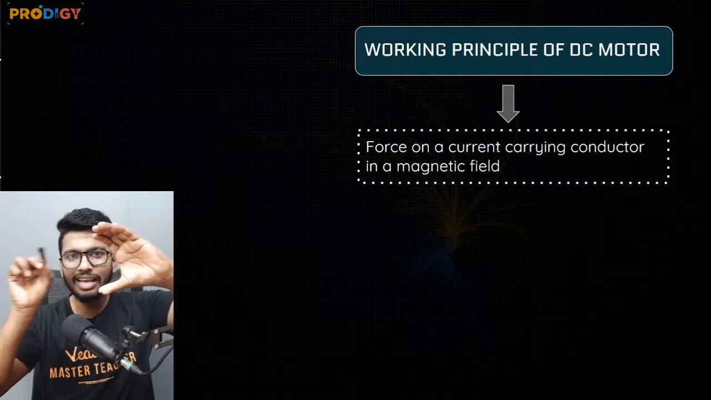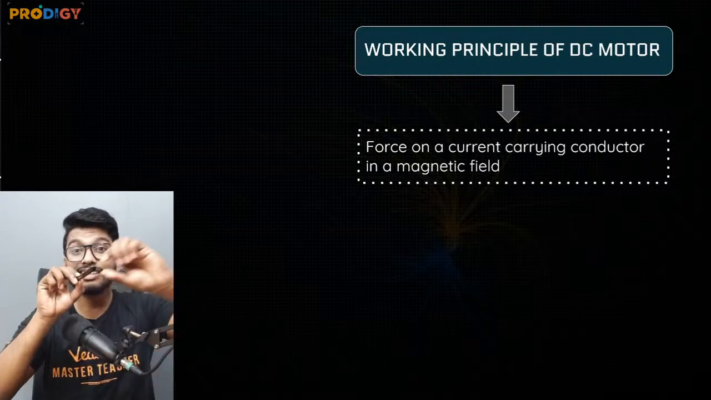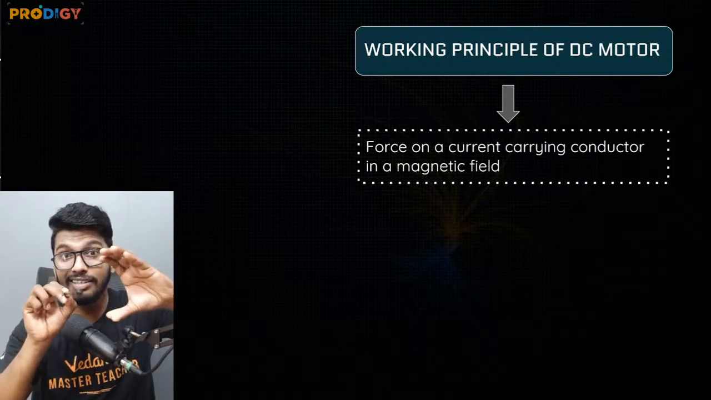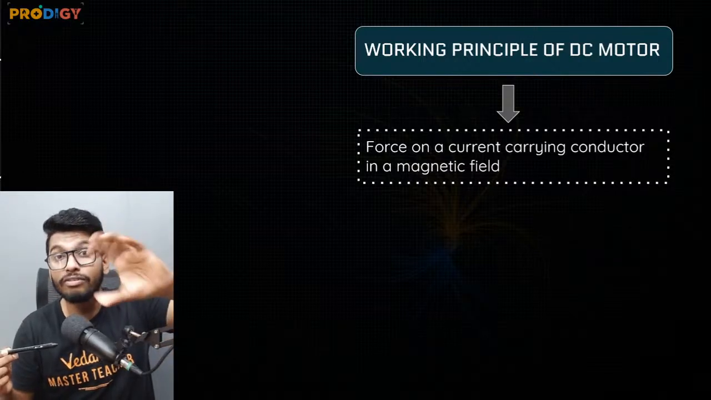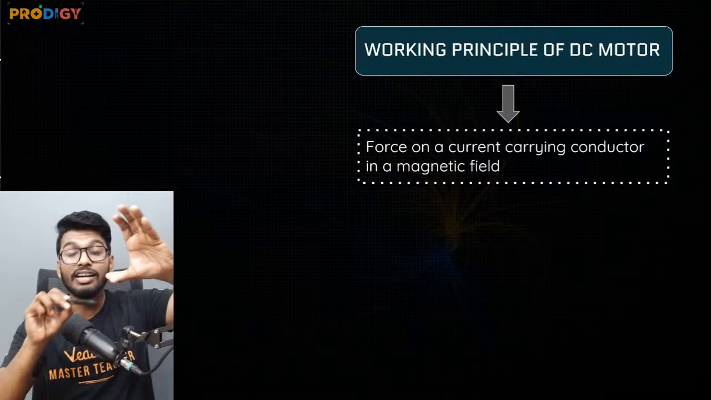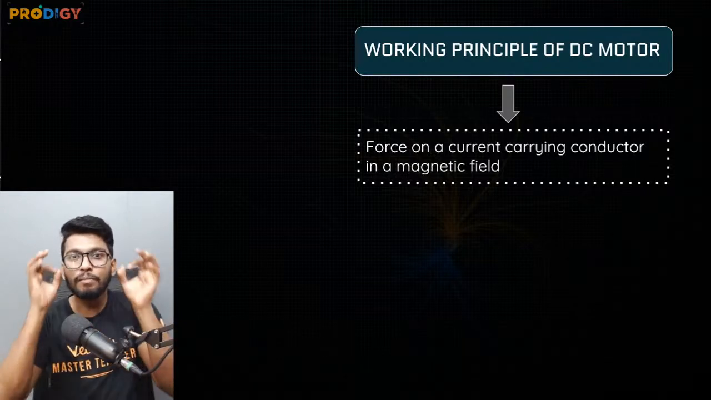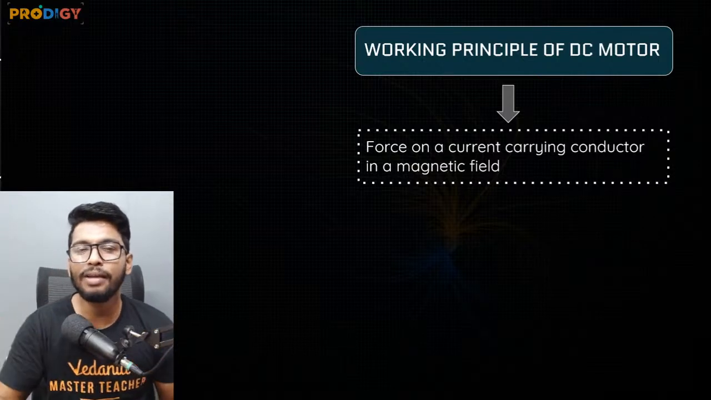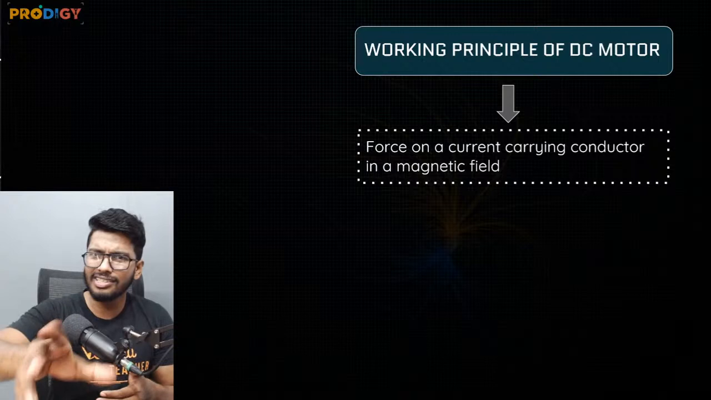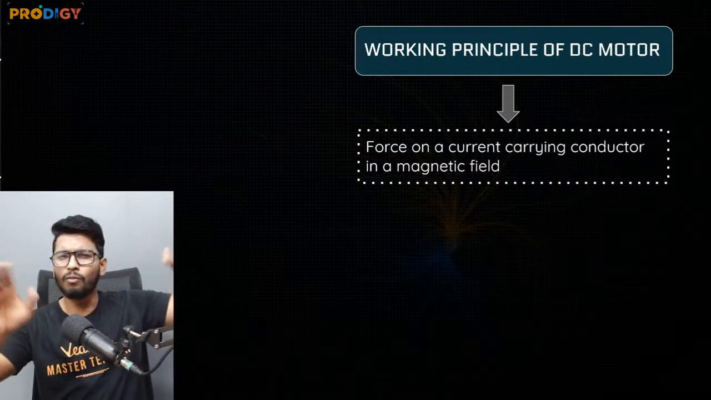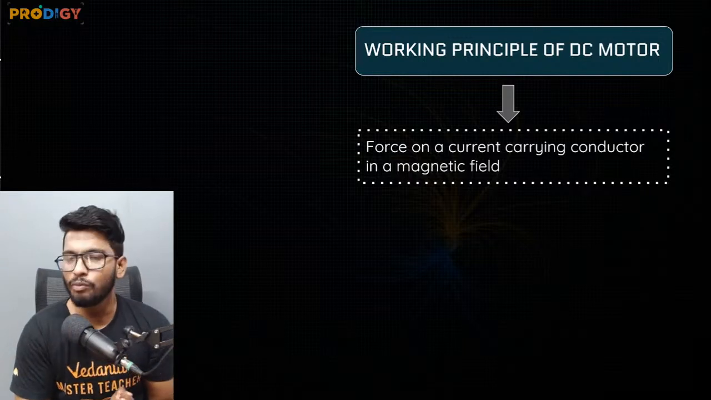Now, when I place this current carrying conductor in a magnetic field, the electrons or the conductor in itself will experience a force because of the magnetic field that is around it. That force on a current carrying conductor is the basic principle behind the working of a DC motor as well. If you want to understand this better, I've already done a 1 hour video on this, so you can go through that. But yes, that is the basic principle it works on.